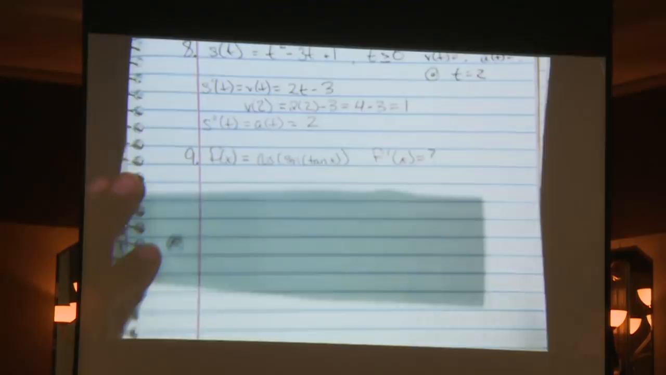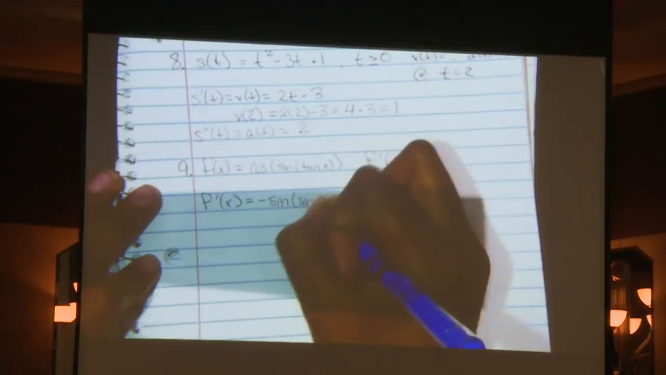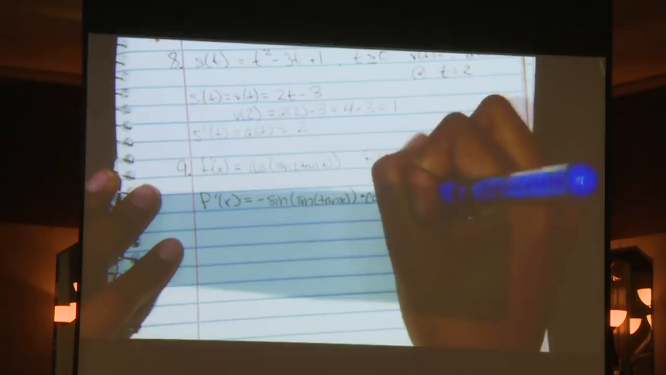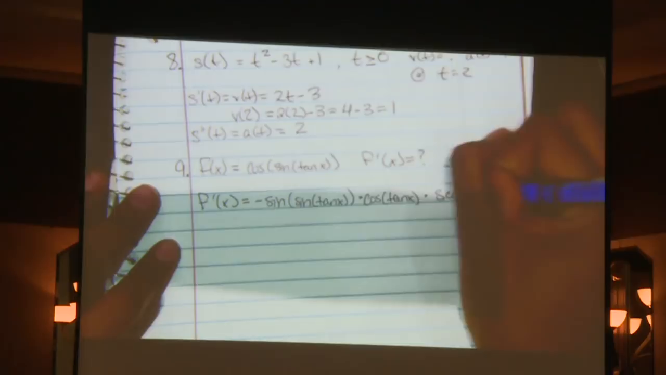So f prime of x, the derivative of cosine is what? Negative sine. Awesome. As I said before, keeping my inside. Now multiplying it by this inside, what's the derivative of sine? Cosine, I kind of just told y'all, my bad. Tangent x times the derivative of the inside again. What is the derivative of tangent x? Secant squared x. Awesome. And that's all there is to that.